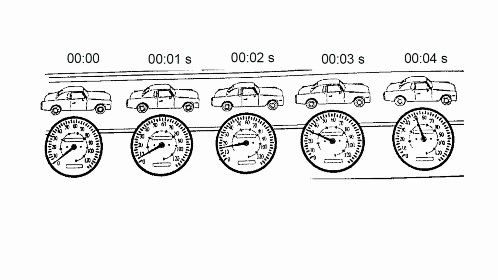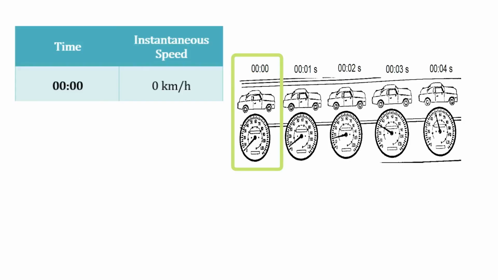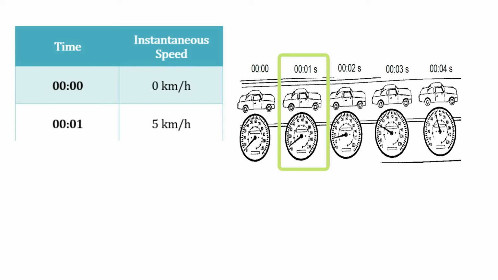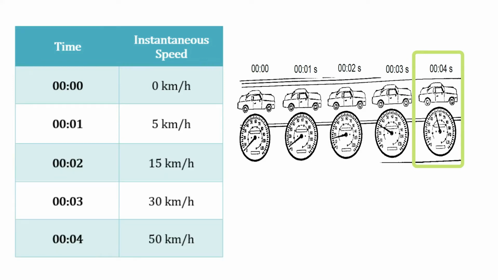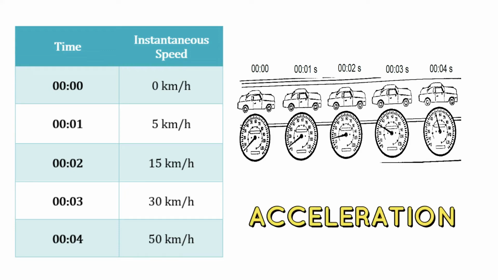The figure shows the speedometer's readings of a car at 1 second intervals within 4 seconds. As you can see, at time 0, the car is at rest. The car started to move at 1 second with a speed of 5 km per hour, until at 4 seconds the car speed is 50 km per hour. The changing motion of an object is called acceleration.